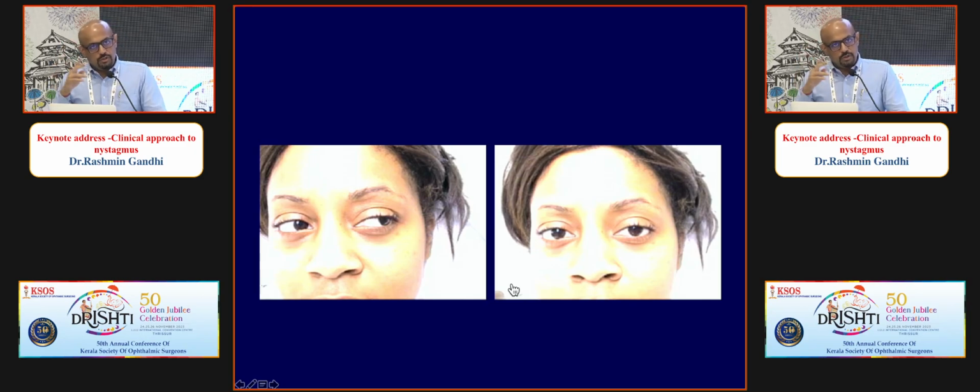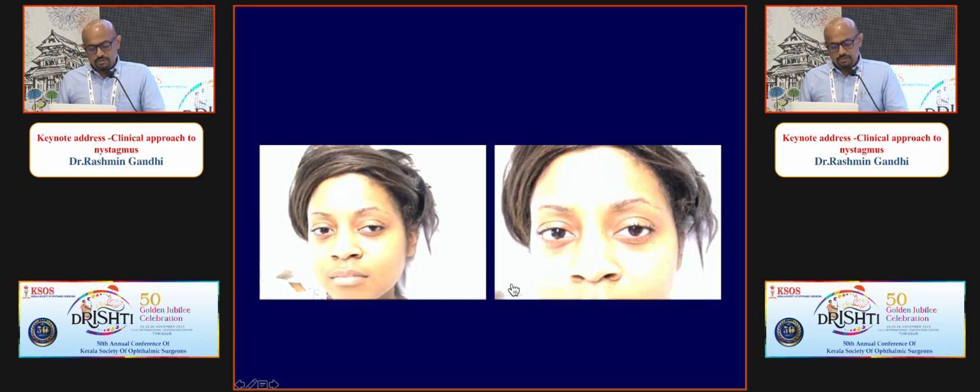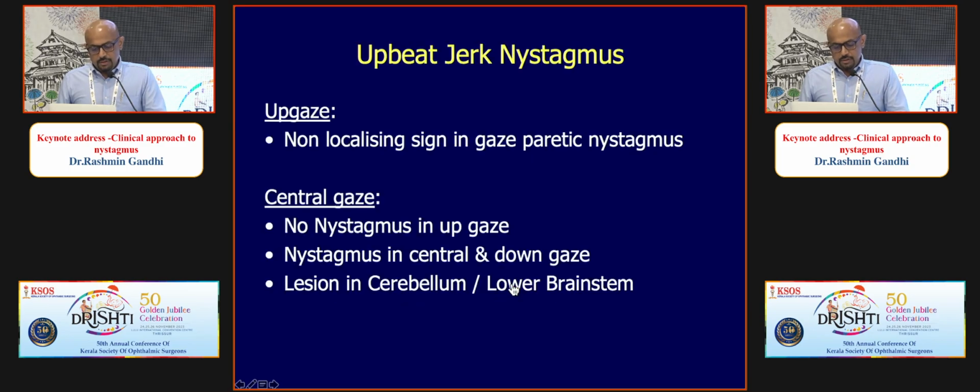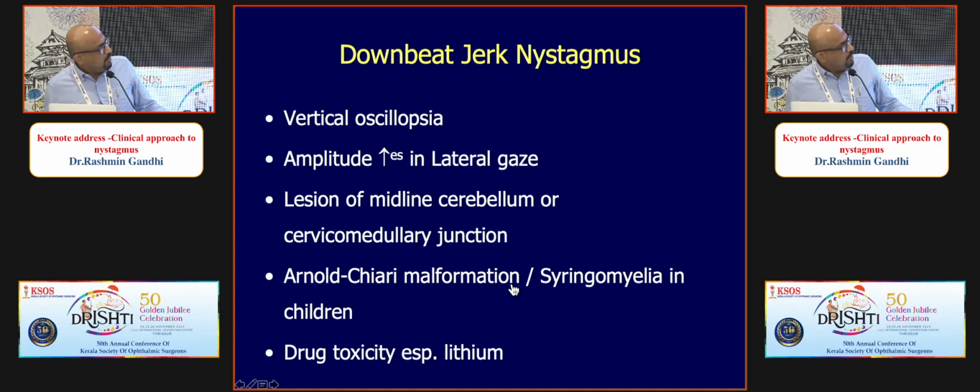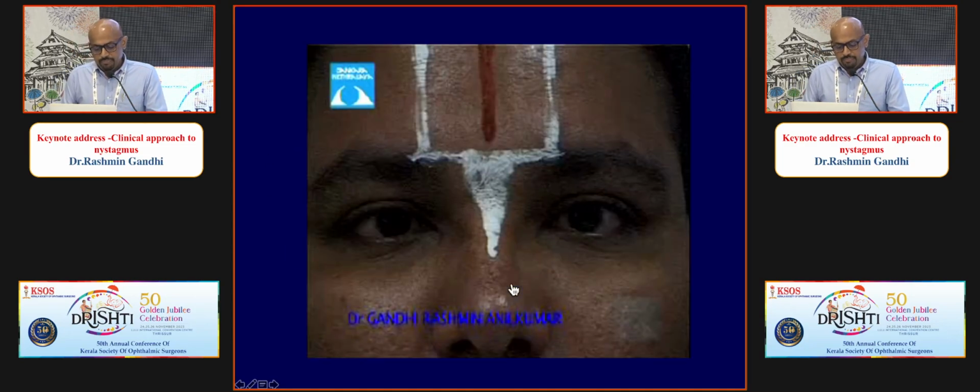Second, whether it's horizontal or vertical. We saw two examples of a vertical nystagmus. So upbeat nystagmus can be because of a lesion in the cerebellum or lower brainstem, while downbeat can be because of drugs like lithium or a lesion in the middle cerebellum.